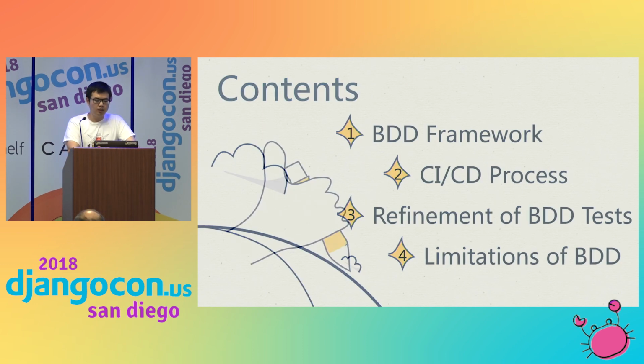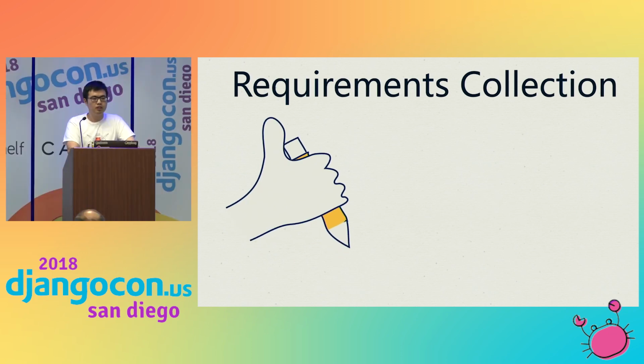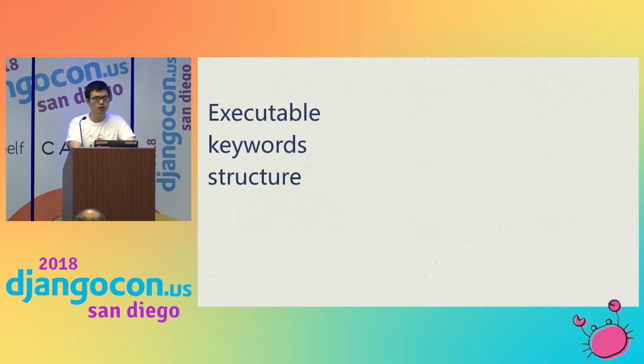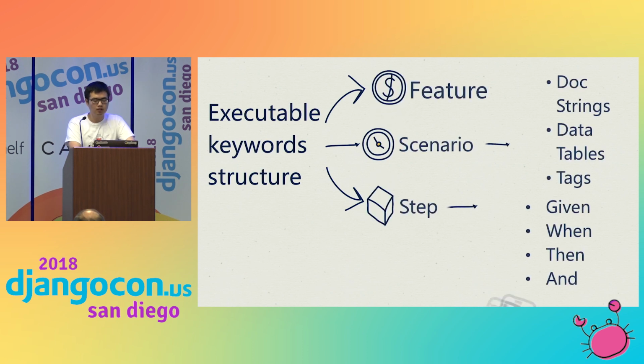Before we set up our framework, we need to collect our requirements from our non-tech business people. We are using Gherkin language to write down the description. Gherkin is a language built on keywords. As you can see here, we have three levels: feature, scenario, and step. Each level has its own sub-keywords, which make it executable.